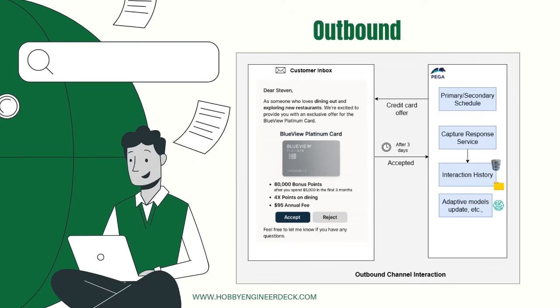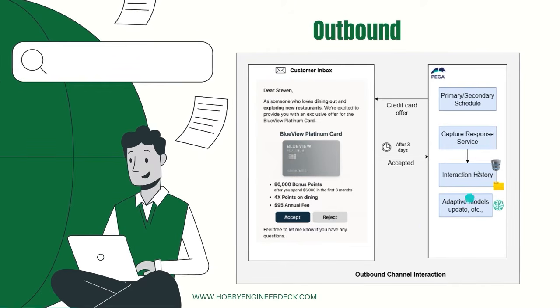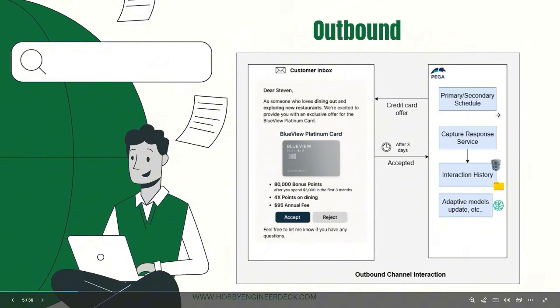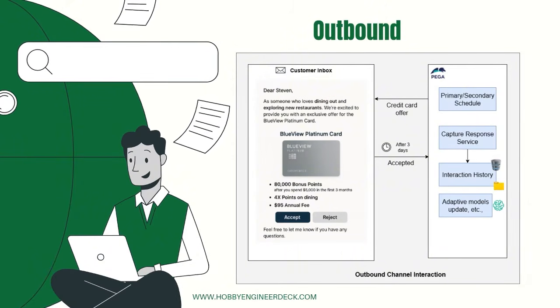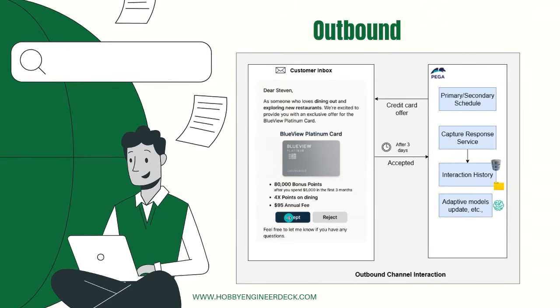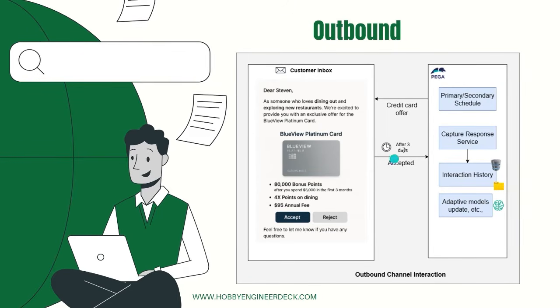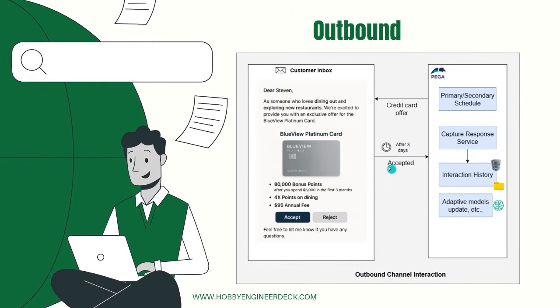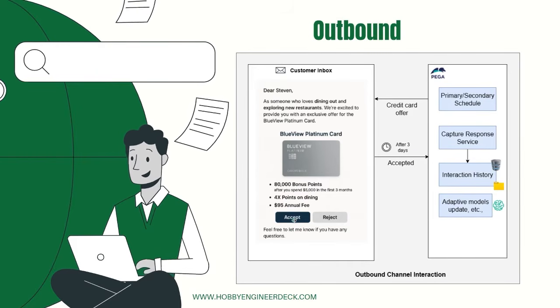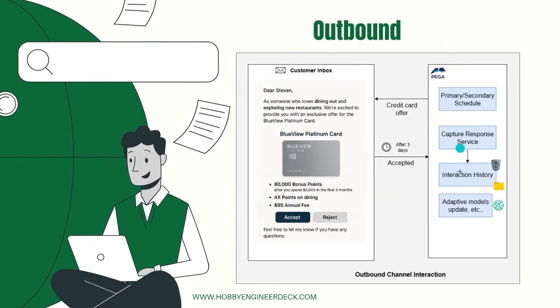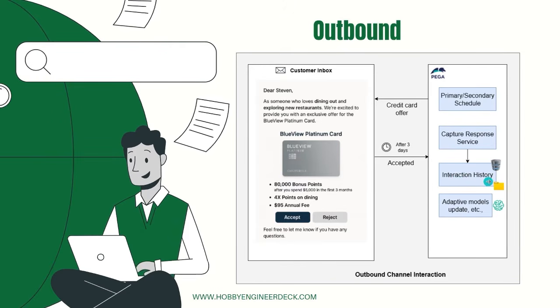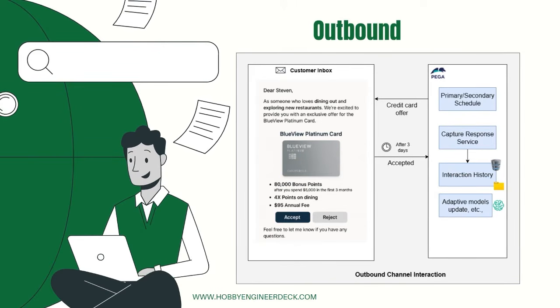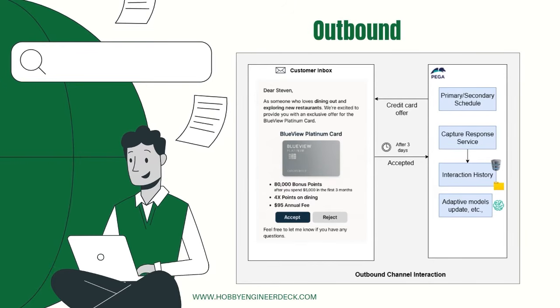And in the outbound scenario as well, let us say in Pega we have run a primary or secondary schedule, and it has sent a credit card offer to the customer. This is how the email looks in the customer's inbox. As you can see, let us say the customer has accepted this offer after 3 days by clicking on the accept button. This accept button will internally call the capture response service, and that will store the data into interaction history, and it will also store the data into adaptive models. So this is how capture response helps us capture the interactions either in inbound or outbound.